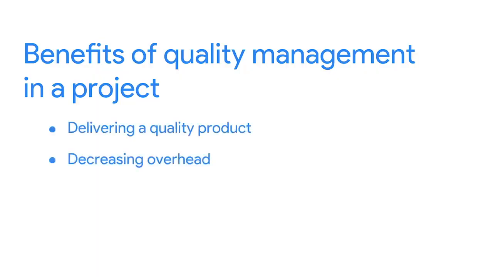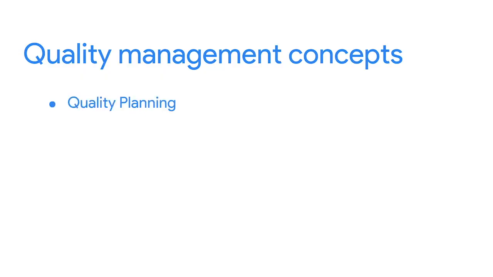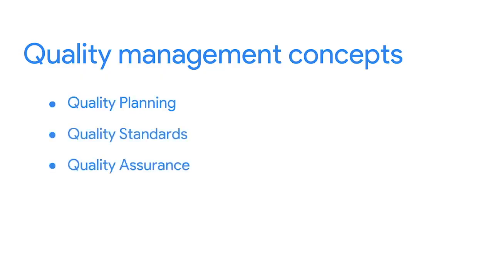Let's review. Some of the benefits of quality management include delivering a quality product, decreasing overhead, and increasing collaboration and review. And the main concepts of quality management are quality planning, quality standards, quality assurance or QA, and quality control or QC. Understanding these benefits and concepts will help you ensure you deliver a project that meets your stakeholders' expectations. Coming up, you'll apply your understanding of quality management to develop quality standards for the Sauce and Spoon tablet rollout. Meet me in the next video to learn how.